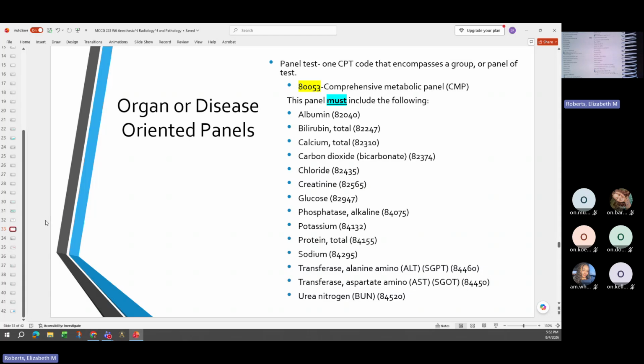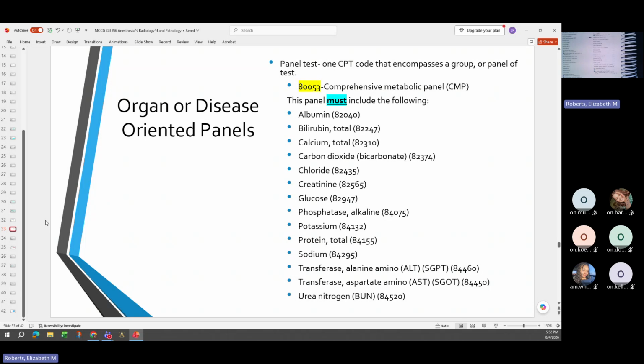What this does is it's a group of different labs that give us kind of an overall view of that patient's metabolic functioning, right? It includes, and it's up on the screen, but you can see it in the book too, albumin, bilirubin, calcium, carbon dioxide, chloride, creatinine, glucose, phosphatase, potassium, protein, sodium, transferase alanine amino, transferase aspartate amino, and urea nitrogen. So all of those things are performed as part of the CMP, or comprehensive metabolic panel.